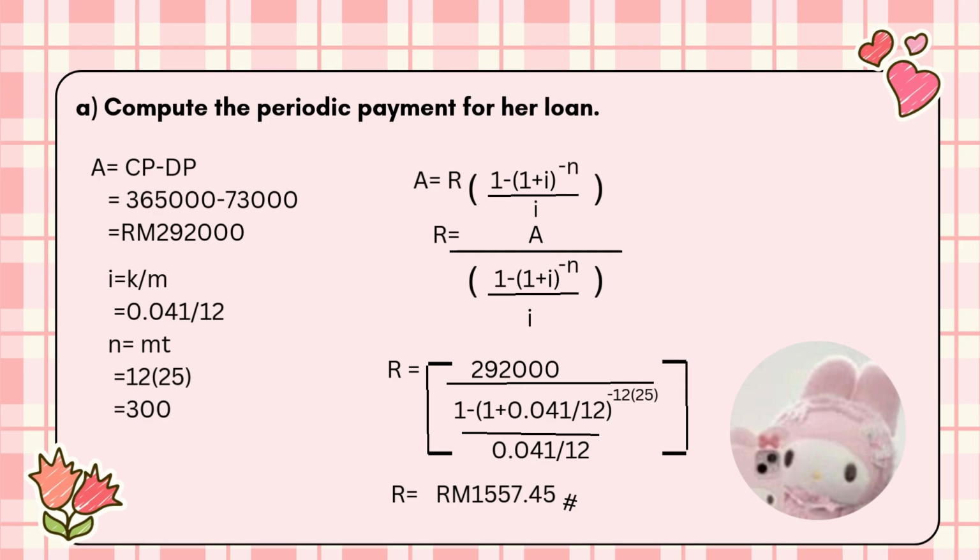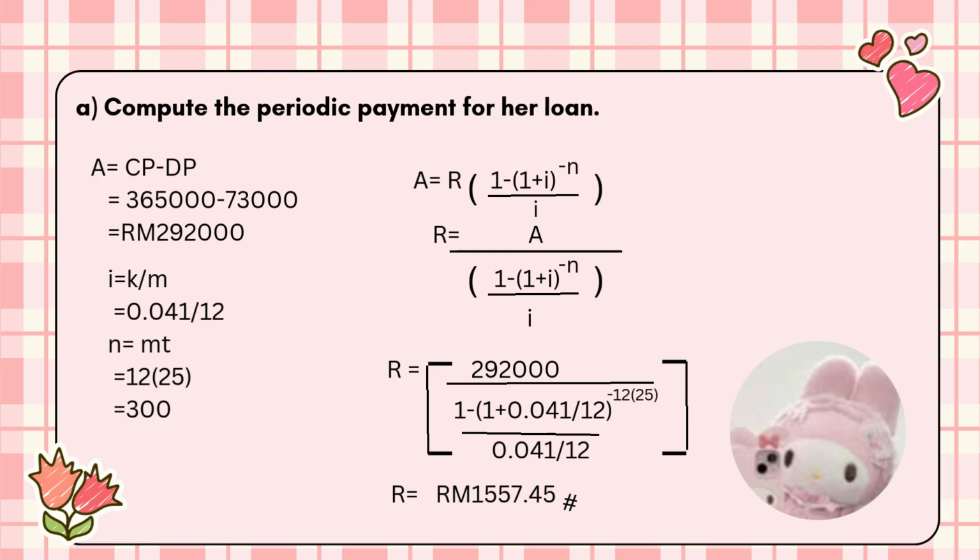Question A. Compute the periodic payment for her loan. To search for the loan, we have to find the A first before we use the formula. A equals CP minus DP. 365,000 minus 73,000 and you will get 292,000. And now we have to search for I. K divided by M, which is 0.041 divided by 12. And now we have to search for N equals M multiplied by T. 12 multiplied by 25 and you will get 300.